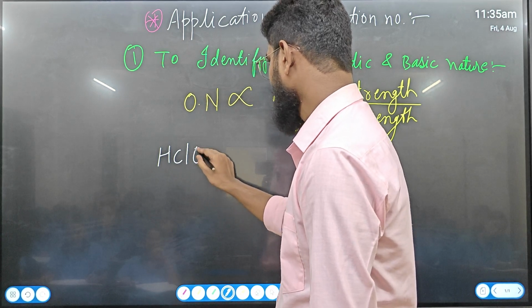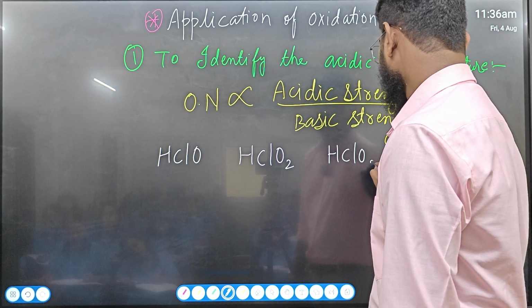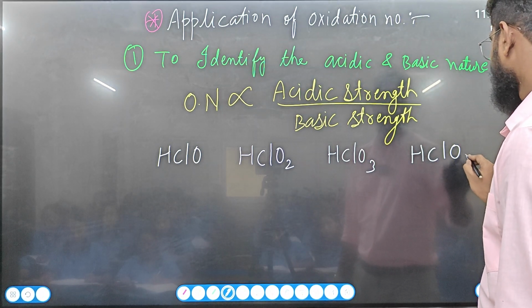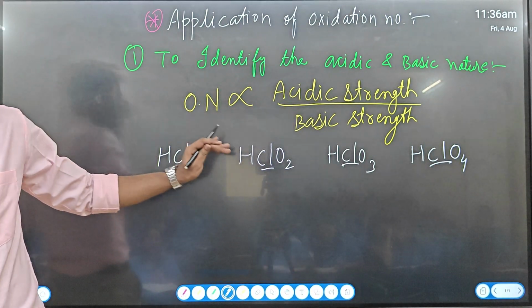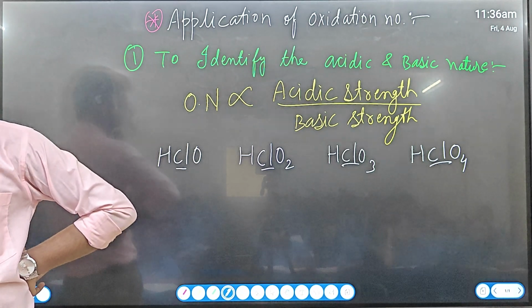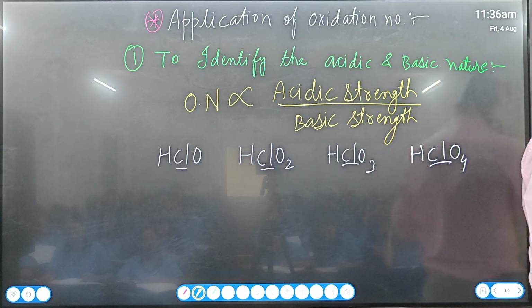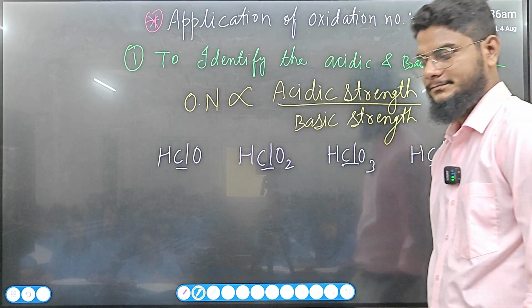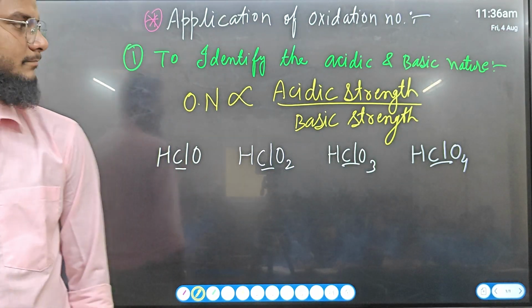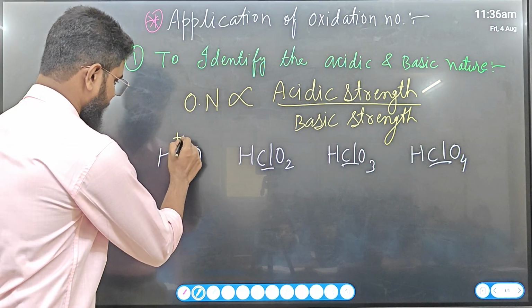You have HClO, HClO2, HClO3 and HClO4. Find the oxidation state of chlorine first and tell me which one is more acidic in nature. Okay. Find the oxidation state. Tell me, this one oxidation state is +1. Very good.